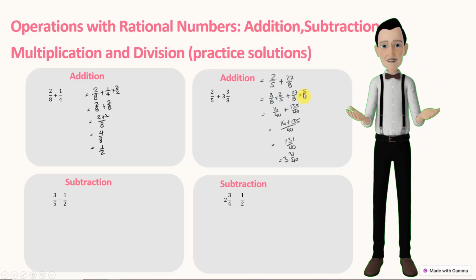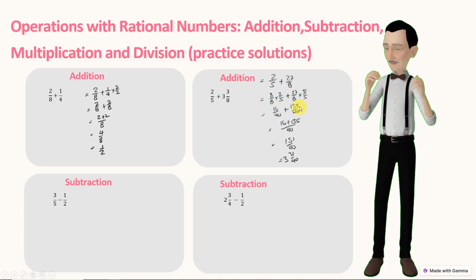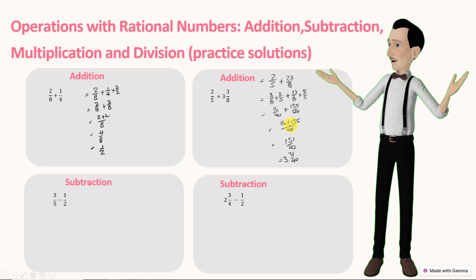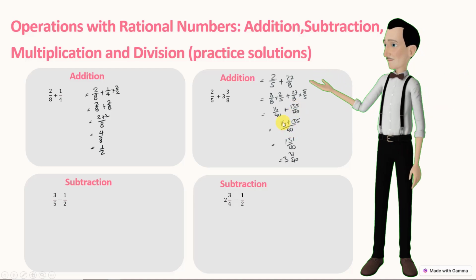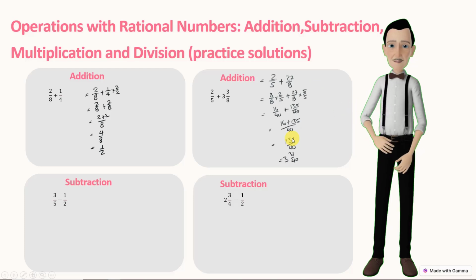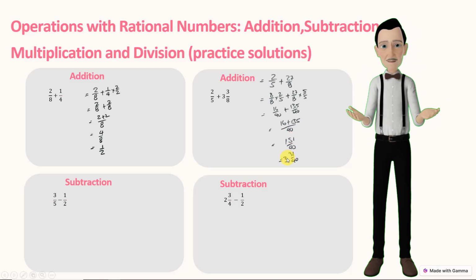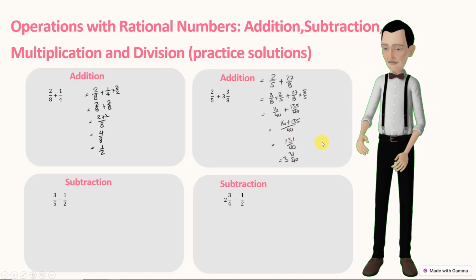Do that to both top and bottom, and I get 16 over 40 plus 135 over 40. One common denominator, add the two numerators together, I get that over there. And then I can bring it back to a mixed number again. I get 3 with 31 over 40.